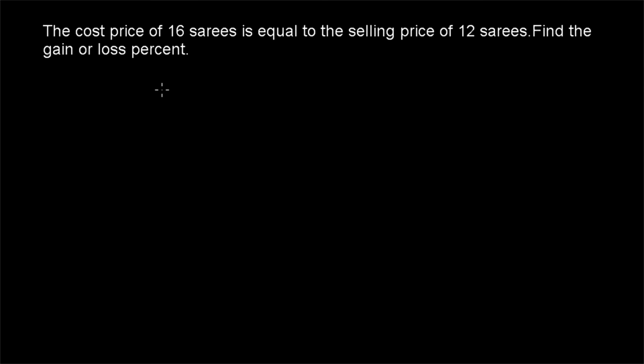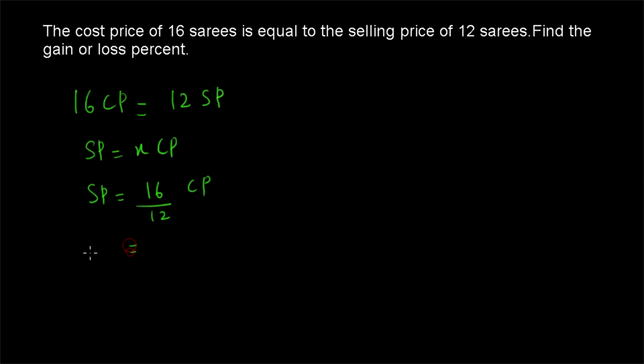Now let's go on to a final example. The cost price of 16 sarees is equal to the selling price of 12 sarees. Find the gain or loss percent. So here it is given 16 CP, the cost price of 16 sarees, is equal to the selling price of 12 sarees. So we are using our shortcut formula. We have to represent SP is equal to X CP. So we will have SP is equal to 16 by 12 CP. That is SP is equal to 4 by 3 CP. So we will be getting SP is equal to 1.333, which is actually a recurring number. SP is equal to 1.333 CP.